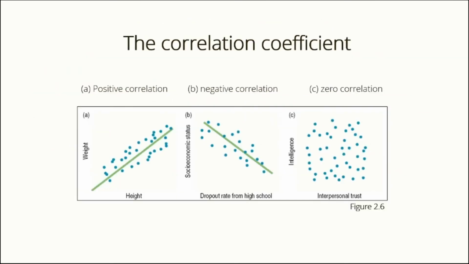So if you look on the screen here, we've got positive correlation. So here we've got positive correlation, and we can see here that as weight increases, so this is weight, as this goes up and height goes up, we can see here that there's that relationship. So the taller you are, typically the more you weigh.